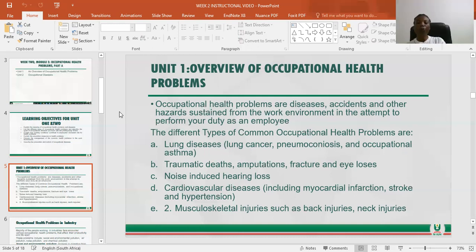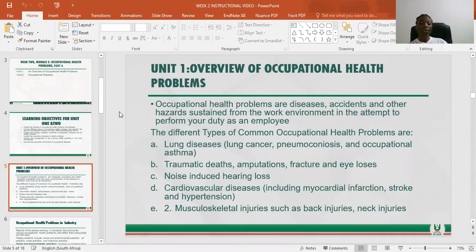We also have noise-induced hearing loss. It's a form of occupational health problem for those who work in the mining industry. Some who are not adhering to the use of occupational health safety gadgets, at the end of their working experience, develop noise-induced hearing loss. That is an occupational health problem because they contracted that ailment from their workplace while doing their job.